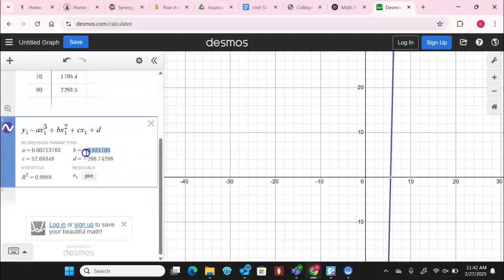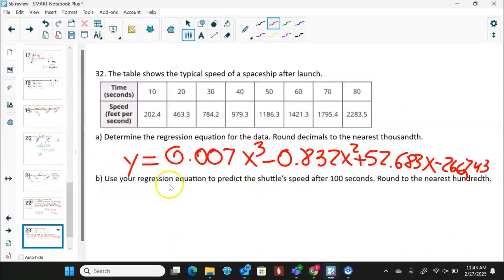This is your b value. You're subtracting 0.83, and the 1 gets rounded up to a 2. Here you're adding 52.683, and then here you're subtracting, and this 2 gets turned into a 3. Now, the question is asking you to use your regression equation to predict the shuttle speed at 100.